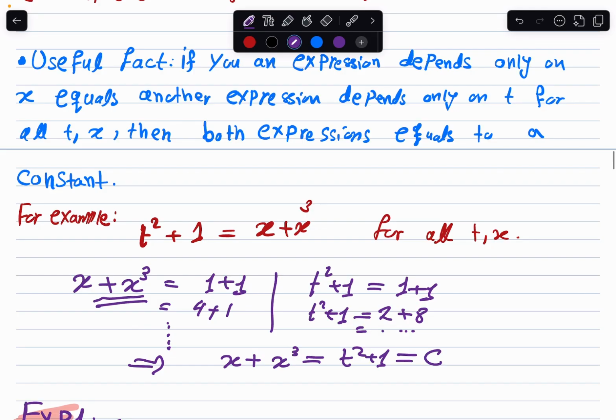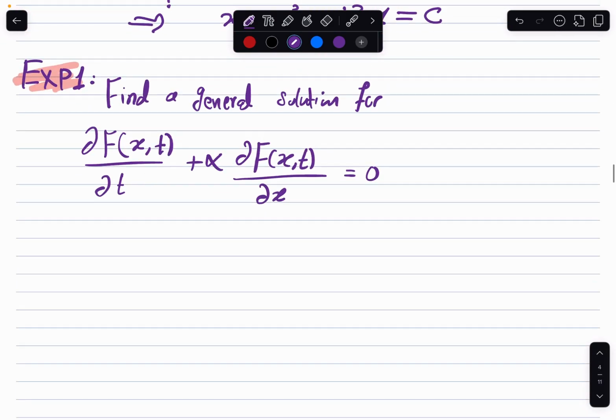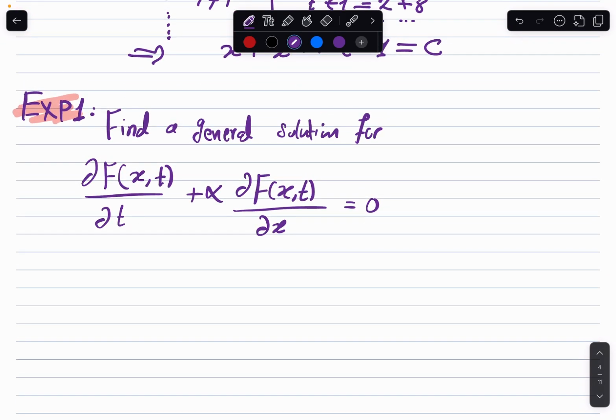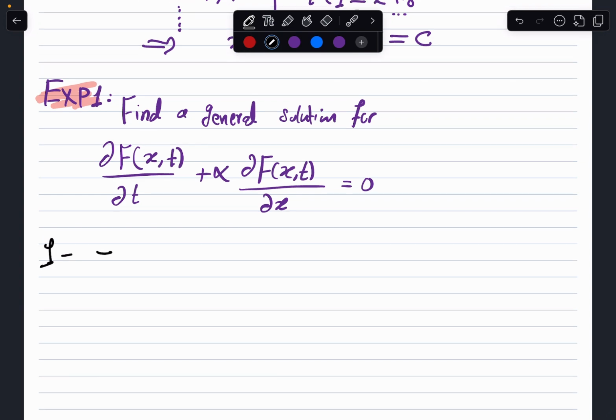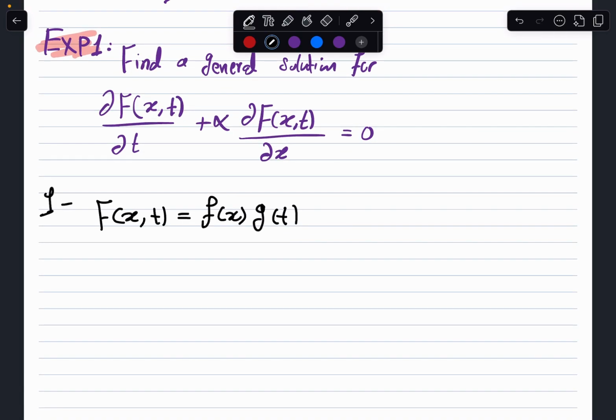Now we go to a first example of finding the general solution. This is just an example of how we can use the separation of variable method to solve a PDE. This is a typical PDE, and it's quite easy. So the first step is what? It is just to write an ansatz, a form for the solution. So let me say that the solution can be written as a separation: one function depends on x and another depends only on t. So this is the first step.